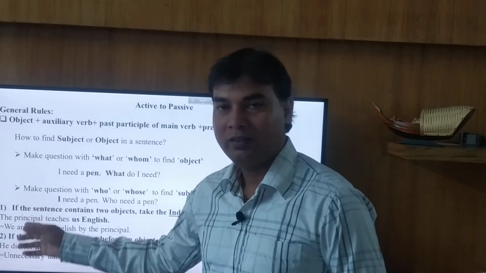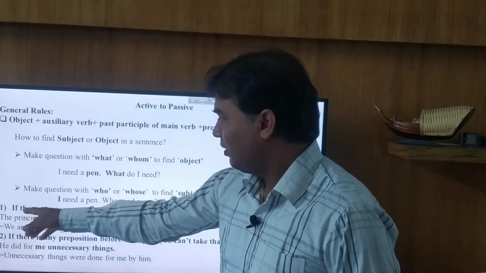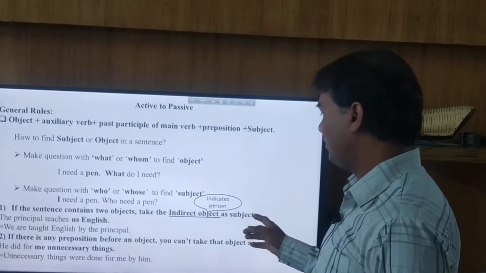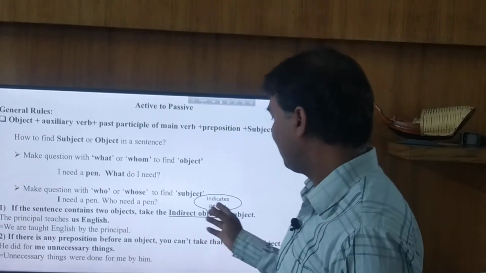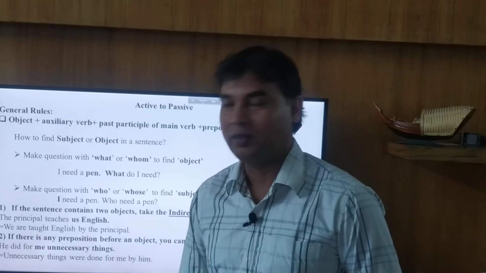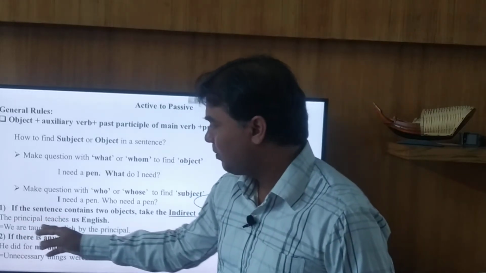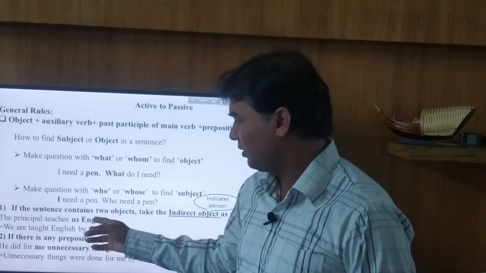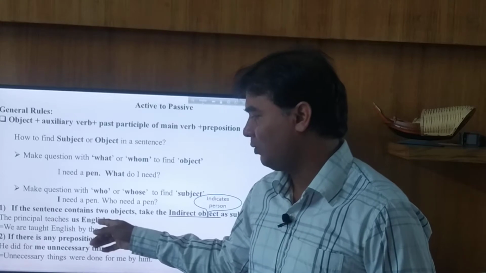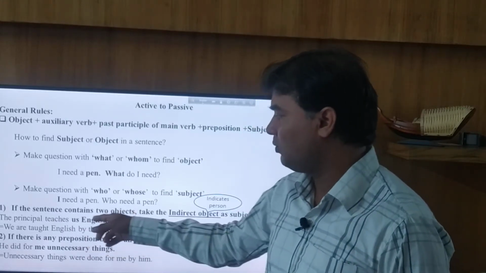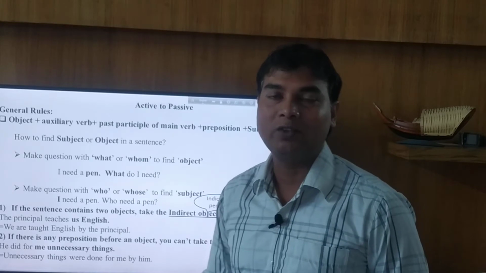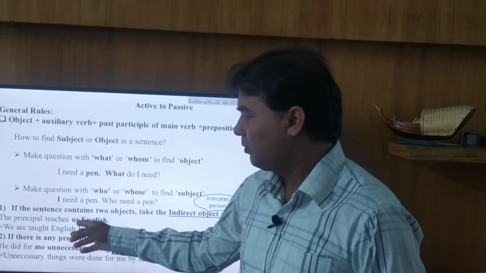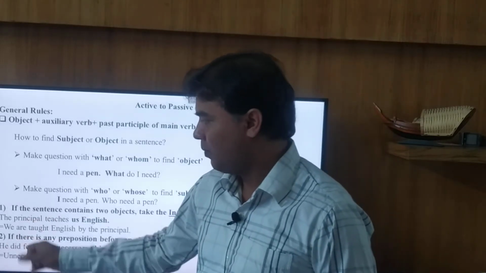Okay. Now, rule 2: if the sentence contains two objects, take the indirect object as subject. Okay. Indirect object means it indicates a person. For example, the principal teaches us English. Here you will find two objects, one is us and the second one is English, and of these two objects, us is the indirect object. So we need to make it a subject. So the nominative case of us is we.